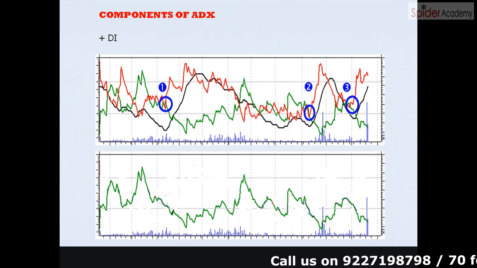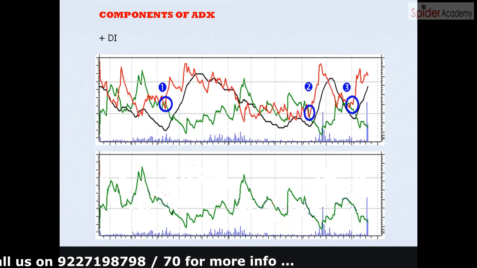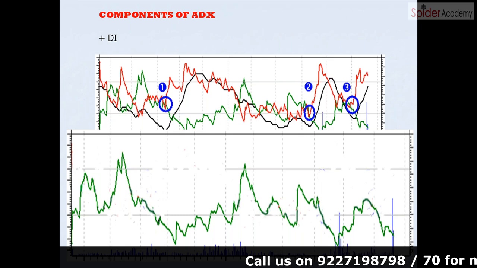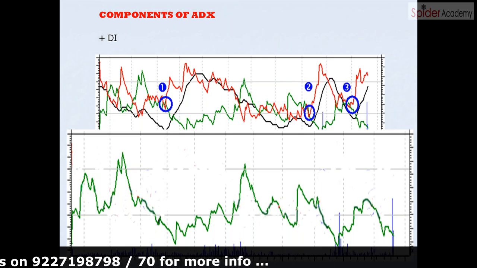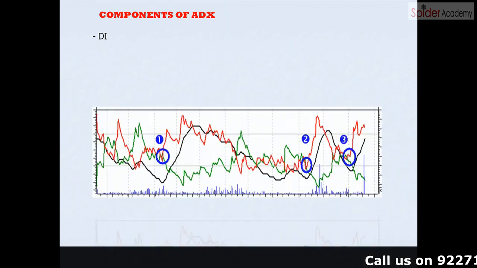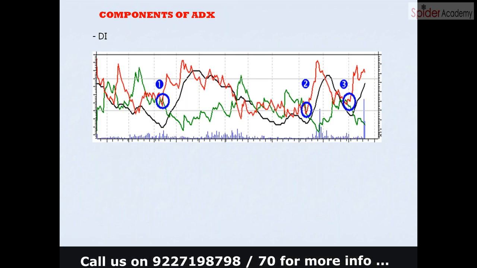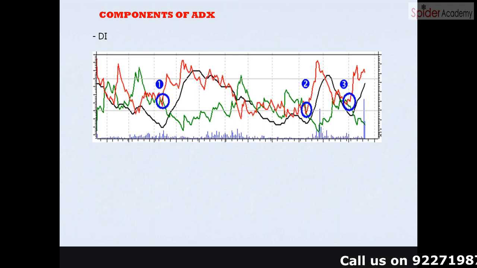This is the components of ADX which you have to just memorize right now. कोई सॉफ्टवेयर में ये ब्लू कलर में होगा, कोई सॉफ्टवेयर में ग्रीन में होगा, but it is very easy to identify what is plus DI. The second component is minus DI, negative DI, or negative directional movement index. See, in these three lines, the red one is the negative DI.